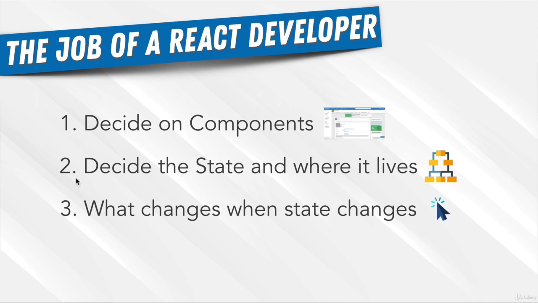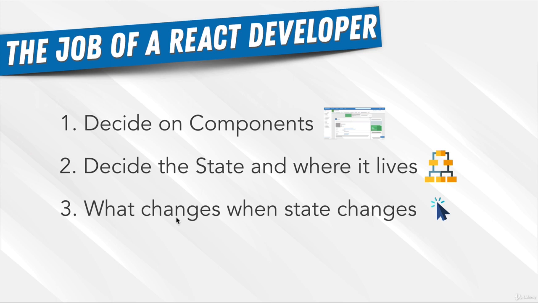The next thing is to decide the state and where it lives. Now, we're going to explore this idea of state or data of our app a lot more, but this state can live in different locations in our virtual DOM. So whether we put the state here, or we put the state here, or here, or here, or in multiple locations, that decision is very important in architecting your app. And really good React developers do a really good job placing state in the appropriate component.